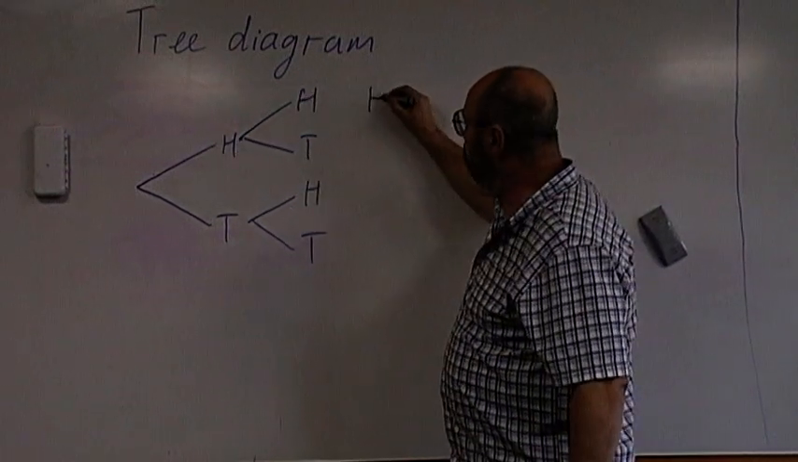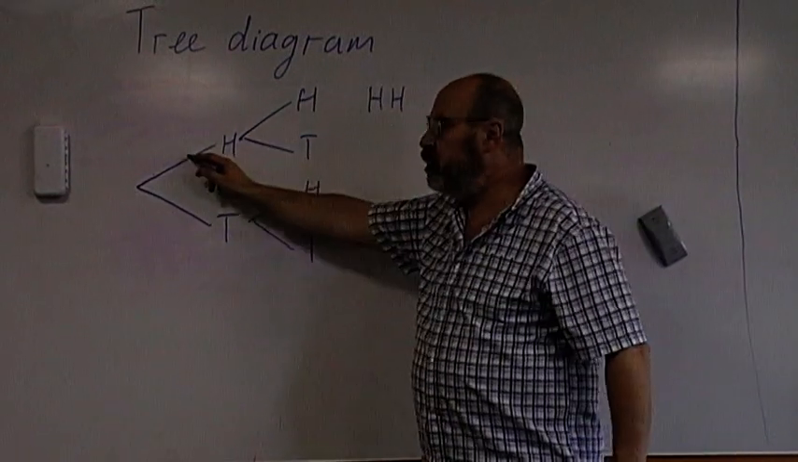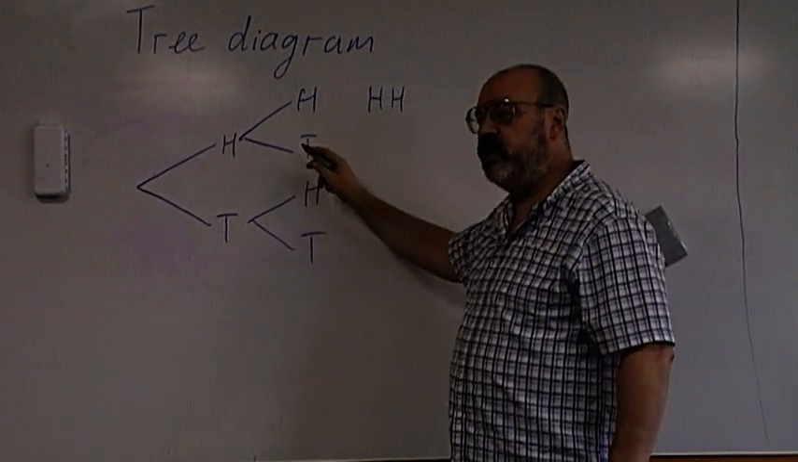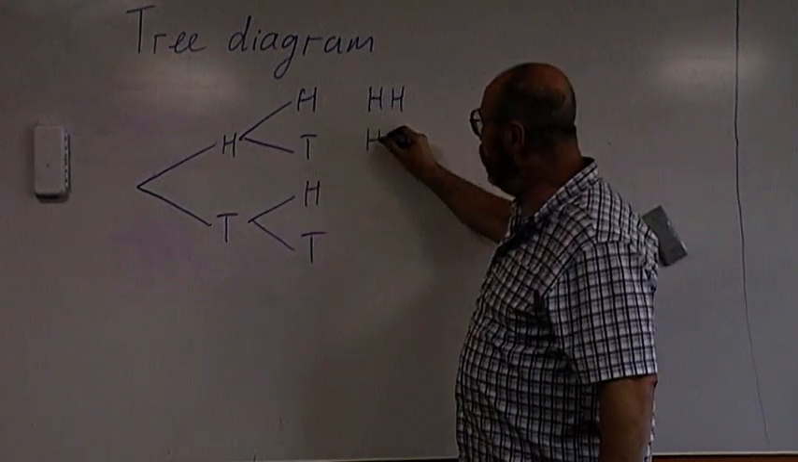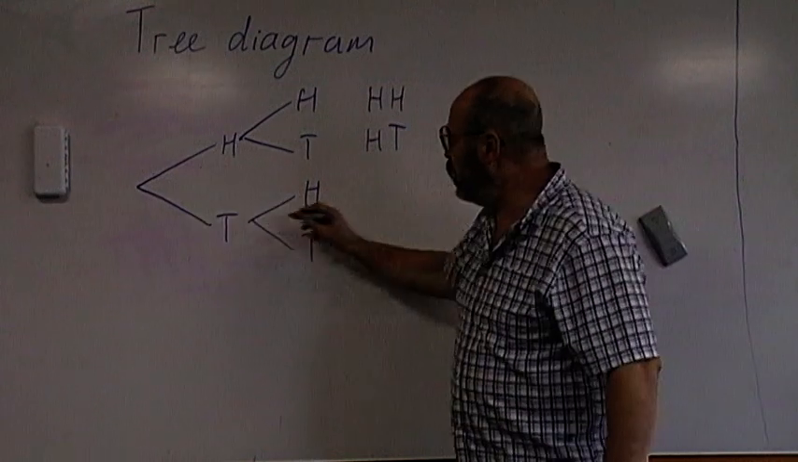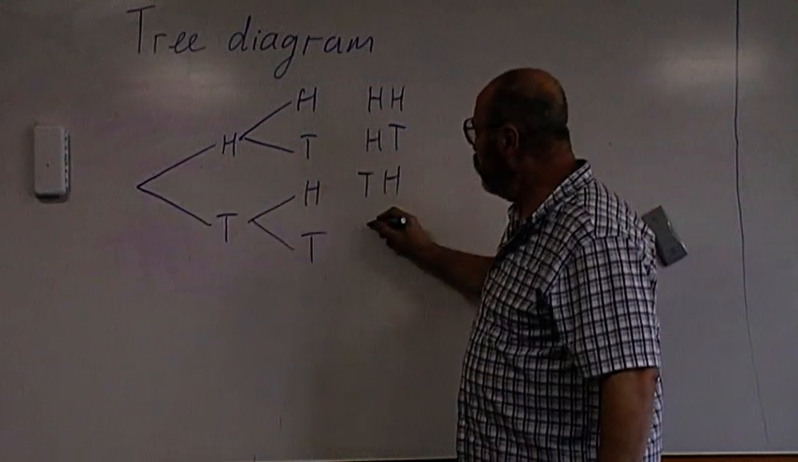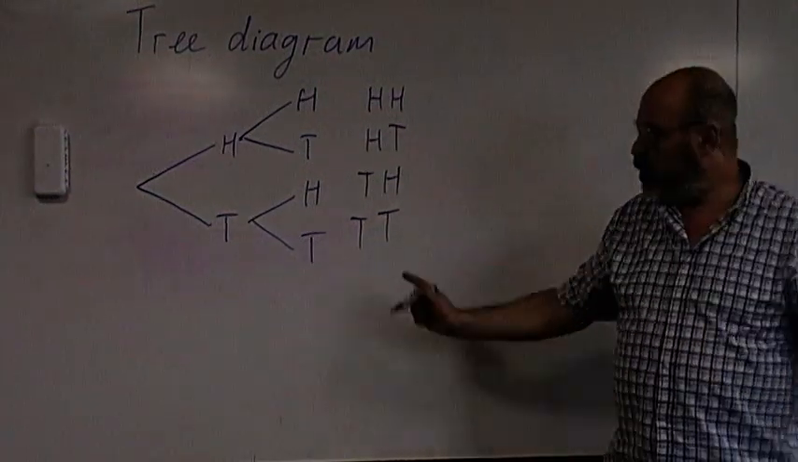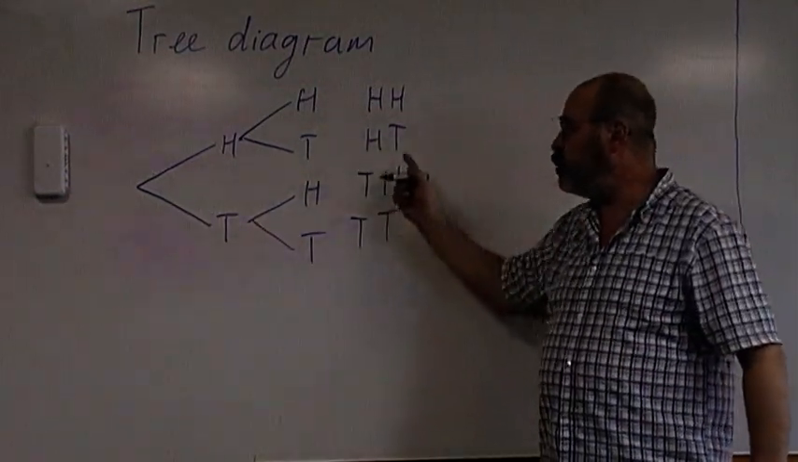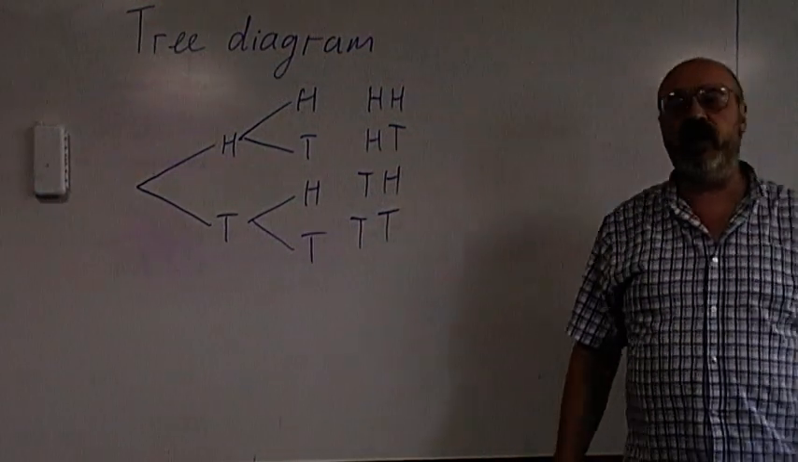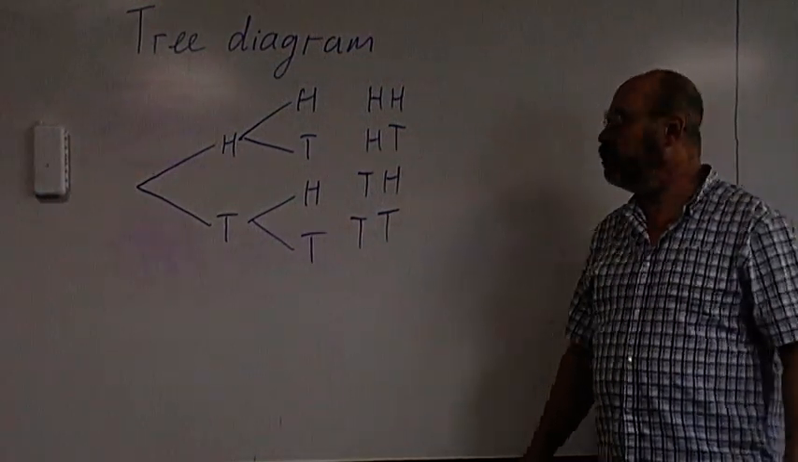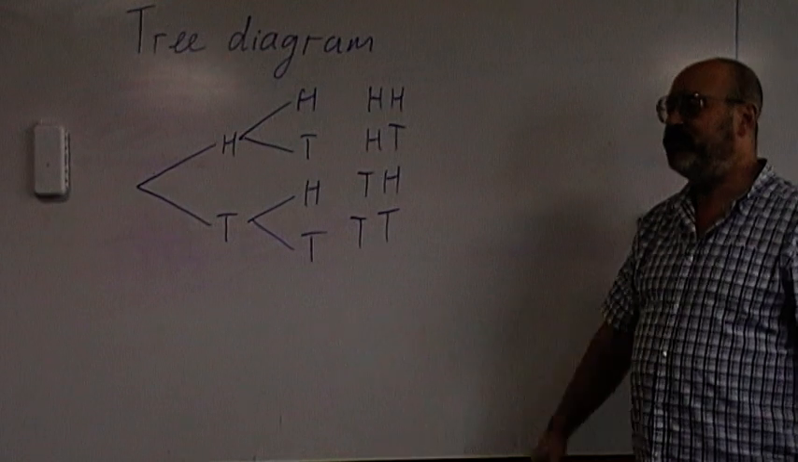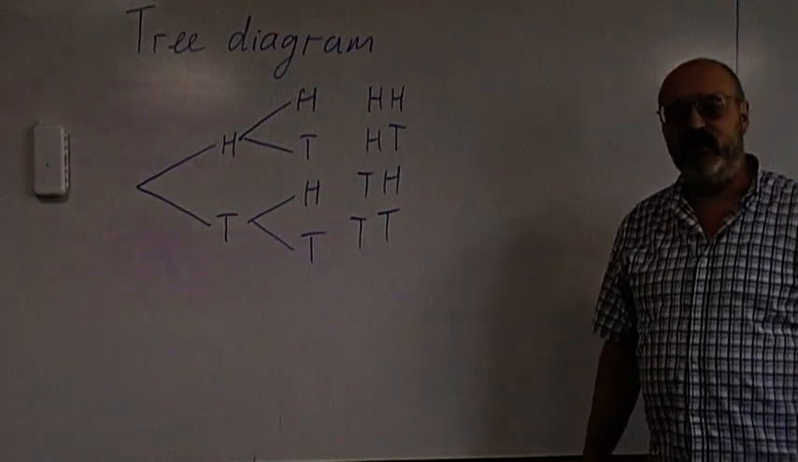Two heads. We get head, head. So if you go this pathway, head, tail, this way tail, head, and tail, tail. So how many possible outcomes do we have? 4. 1, 2, 3, 4.